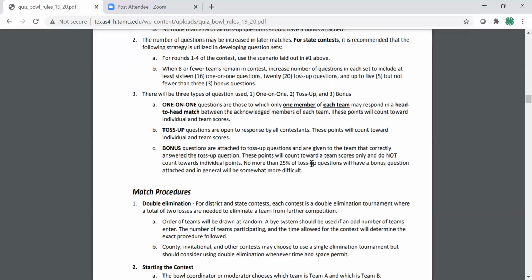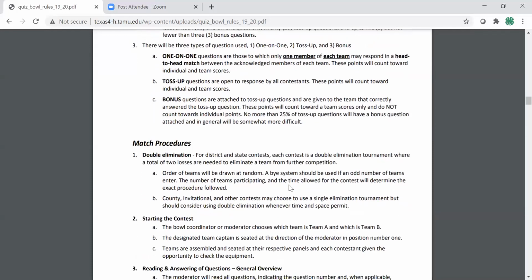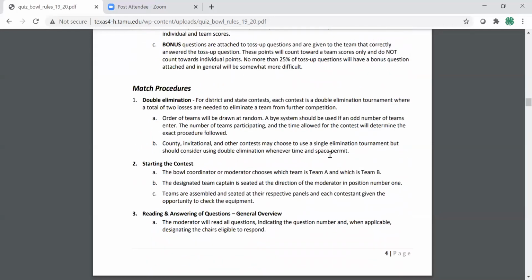So whichever team gets that toss-up question correct will then get a shot at the bonus question. And for the bonus questions, we do let the teams confer and discuss before they answer their bonus question. If no one gets the toss-up question that has a bonus attached, then we just don't even ask the bonus question. It is double elimination, so you have to lose twice before you're cut out of the bracket.